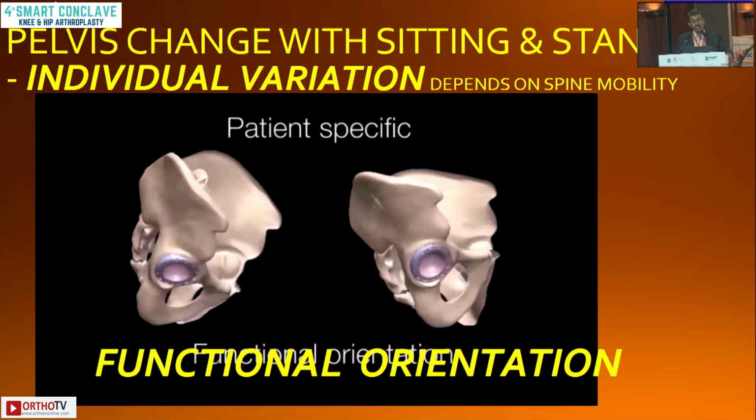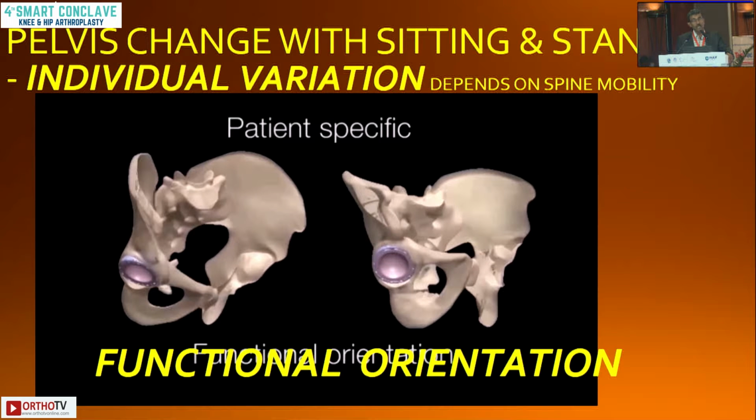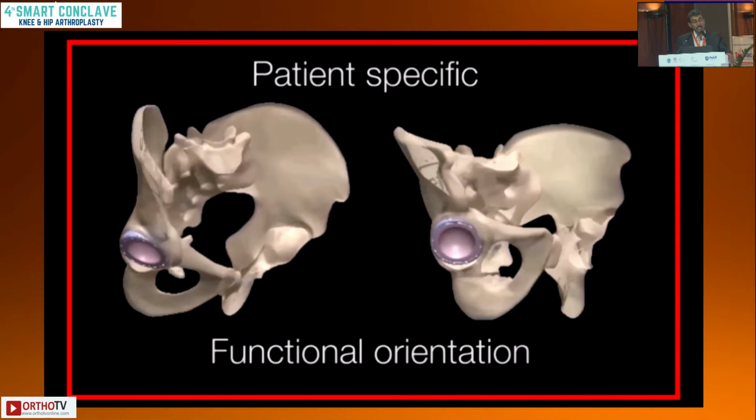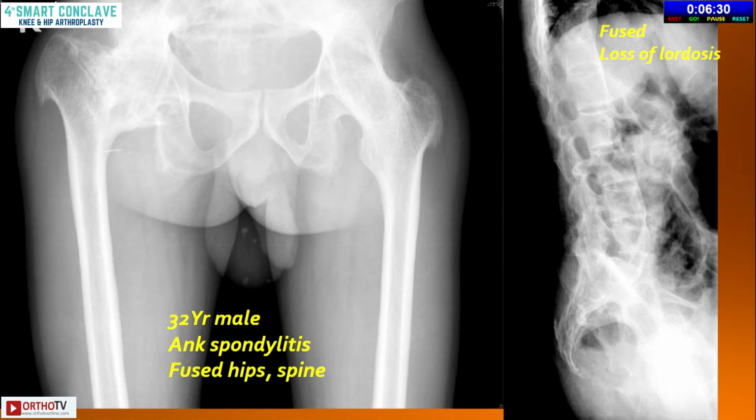Now, the change from sitting to standing varies from patient to patient, and that's why it's called patient-specific, and that's why inherent pelvic tilt may differ from individual to individual. That is what we call the functional orientation, which is patient-specific, and it is basically built on or related to the tilt of the pelvis given to each individual patient.